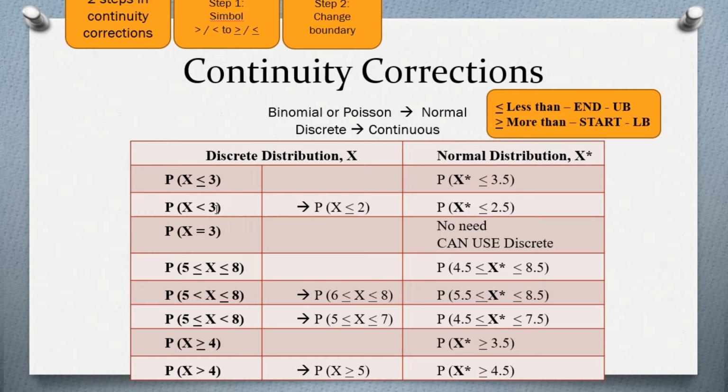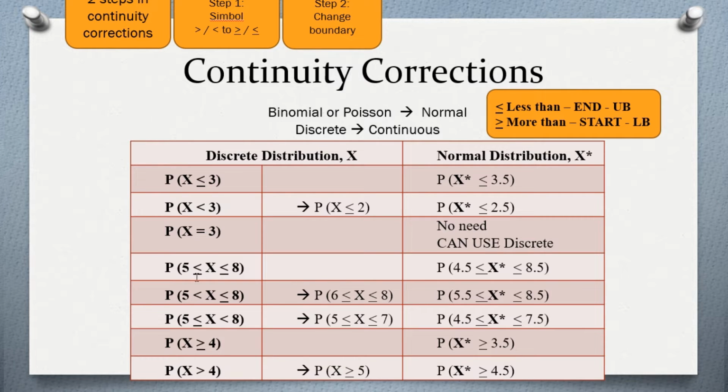So if I'm saying less than 3 when it comes to binomial or Poisson, what am I talking about? Less or equal to 2. So less or equal to 2, you will have x with an asterisk, lesser or equal to, you add 0.5. Can you see that? Lesser or equal to, add 0.5, more equal to, minus 0.5. When it's exactly, you don't need to do anything. You can use the discrete distribution as per usual. Nothing is different really. No need to do any correction.